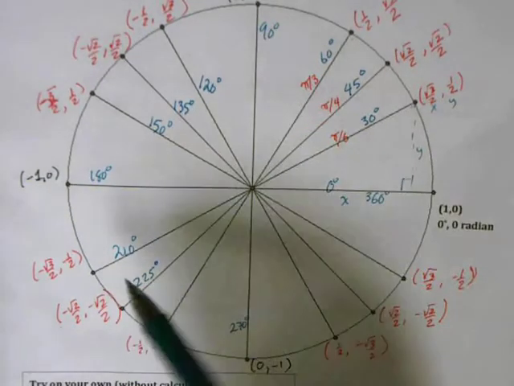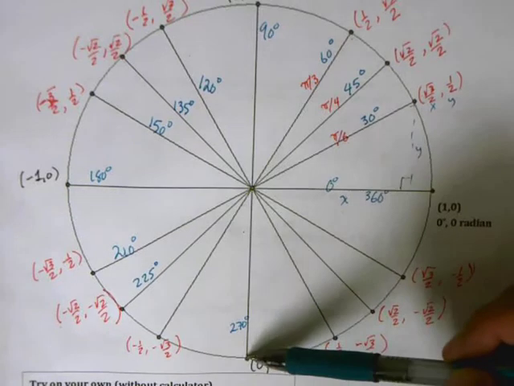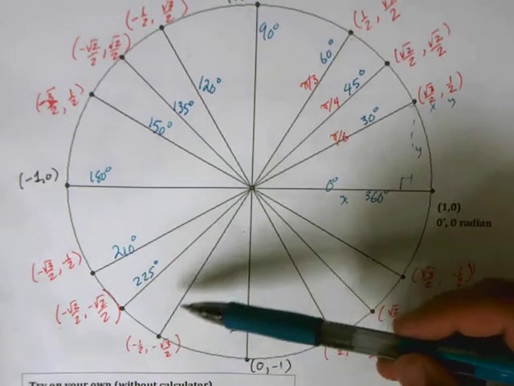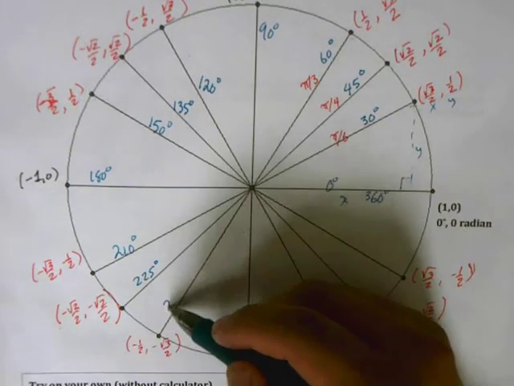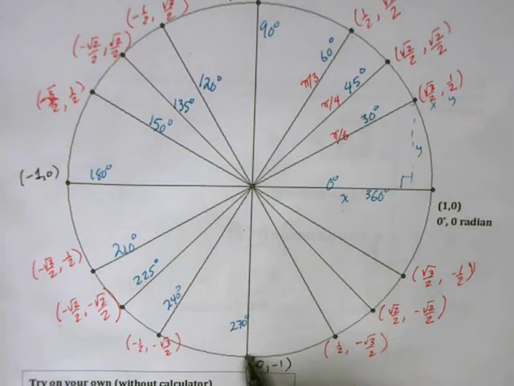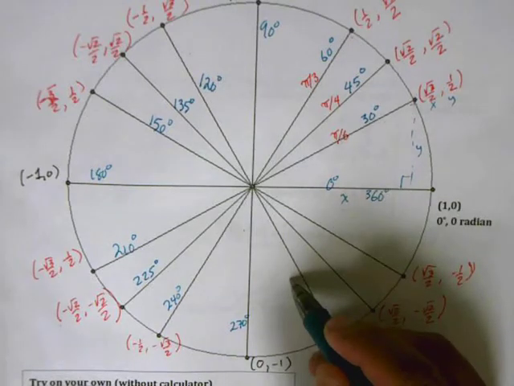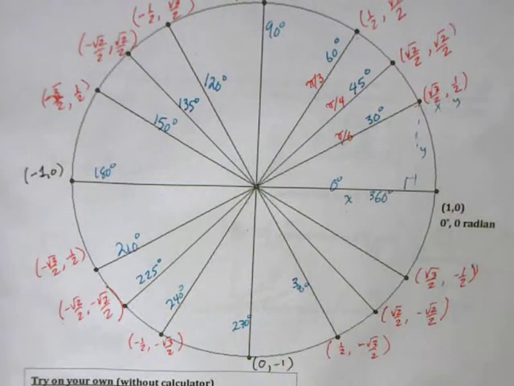Getting to this point, we can go to 270 and sort of backtrack about 30 degrees. So this is 240 degrees. Getting to this point down here, it's getting to 270 and going another 30. So this is 300 degrees.